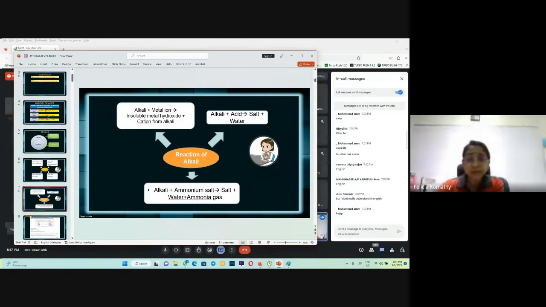Alkali, very commonly the question is acid and alkali. So you don't worry about the others. Others you still have to know lah. The very important one is with ammonium salt. When alkali reacts with ammonium salt, it will form 3 products also: salt, water and ammonia.